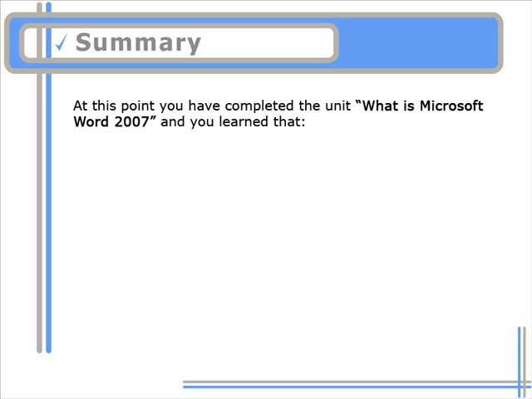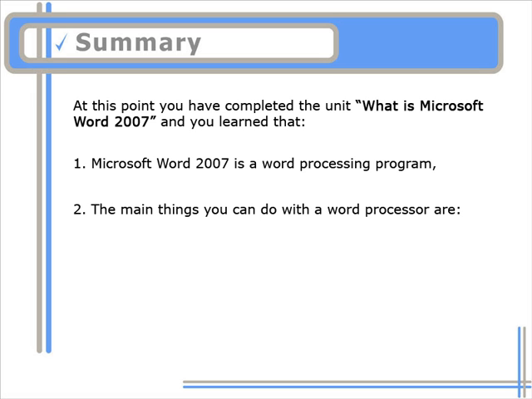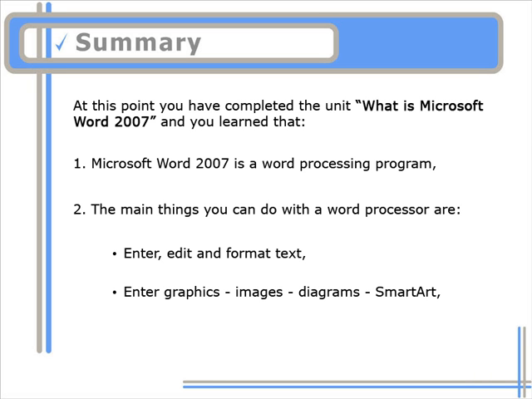At this point, you have completed the unit What is Microsoft Word 2007, and you learned that: 1. Microsoft Word 2007 is a word processing program. 2. The main things you can do with the word processor are enter, edit and format text, enter graphics, images, diagrams, smart art, and create electronic documents.